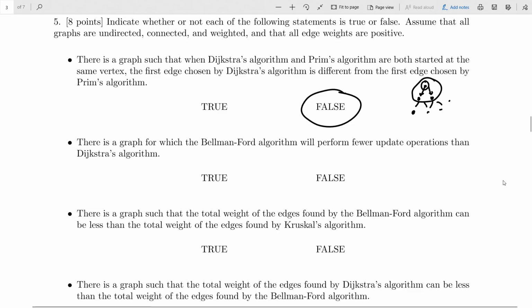Okay. There's a graph for which the Bellman-Ford algorithm will perform fewer update operations than Dijkstra's algorithm. Not true if you have negative edges. It's a good question. Let's try to do it without negative edges. Oh, great. Okay, yeah. So it says all the weights are positive, so no negative edges. Well, what's the minimum number of edges that Bellman-Ford has to update? What's the least it could get by with?